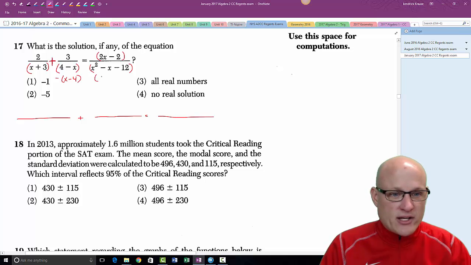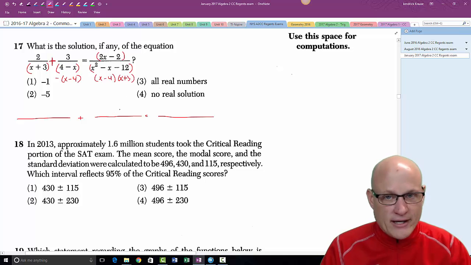Well, if I factor this, guess what it is? x minus 4, x plus 3. By the way, I probably wouldn't have done it this way. In fact, when I made my answer key, I didn't. No, actually, that's not true. I did. I don't go through all of this work.